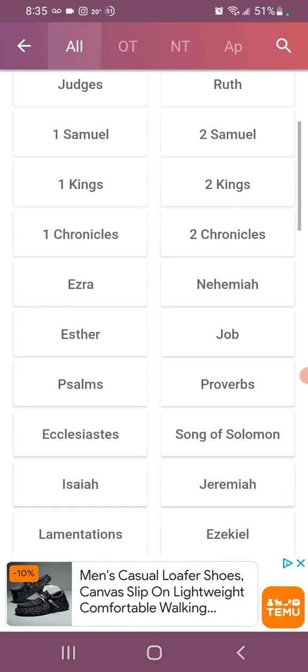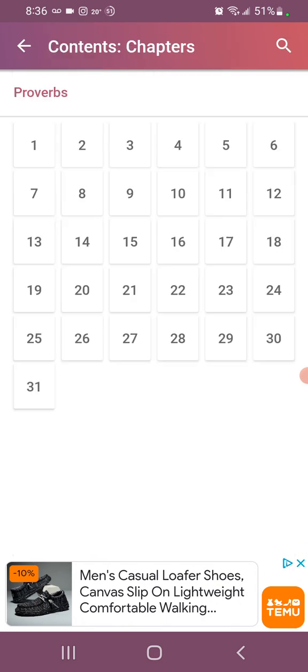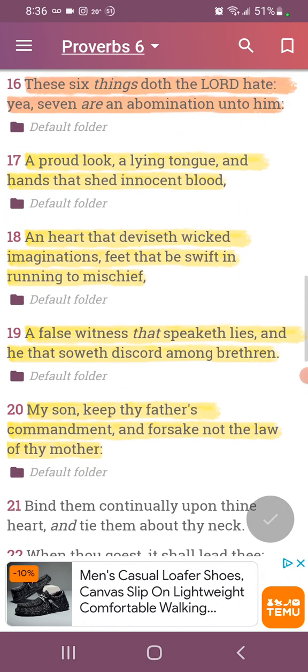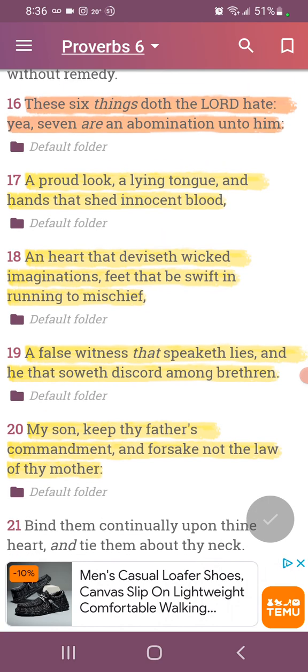Let's go to the book of Proverbs, chapter 6, verse 16, right? This is the book of Proverbs, chapter 6, verse 16, and it reads: these 6 things doth the Lord hate, yea, 7 are an abomination unto him. And they go through the list of the 6 things that the Lord hates, right? How we describe the definition of abomination: something that the Most High hates, or something that's disgusting.